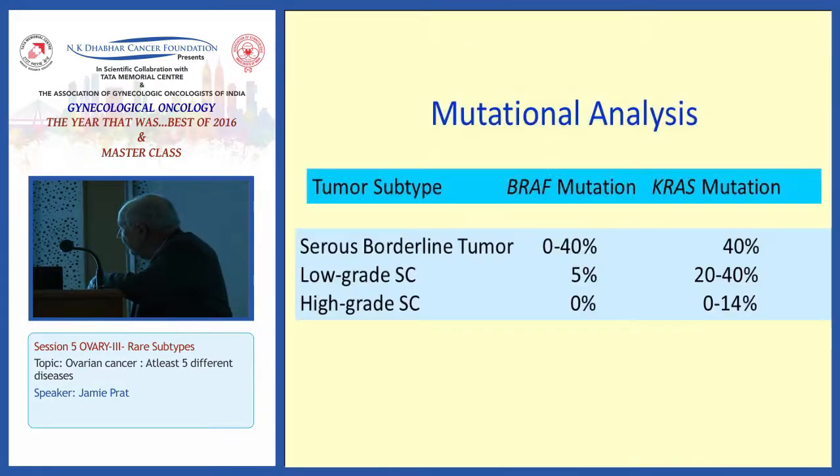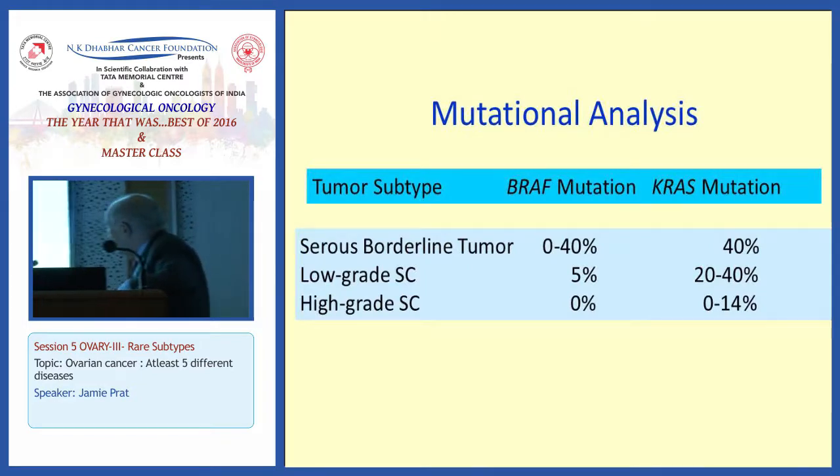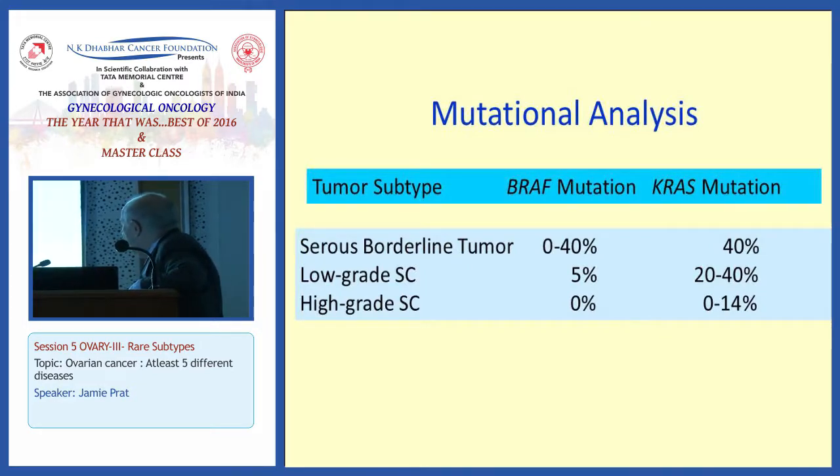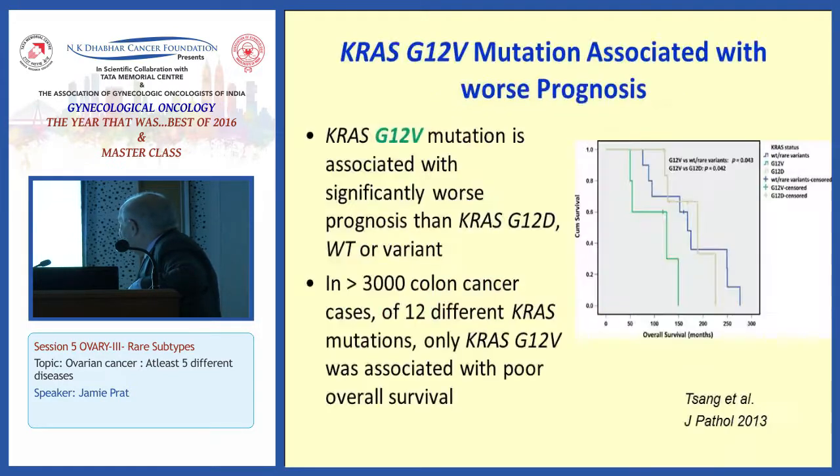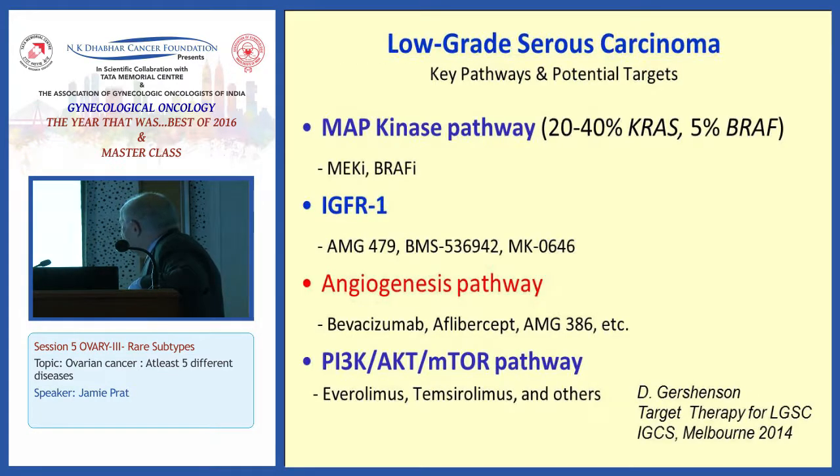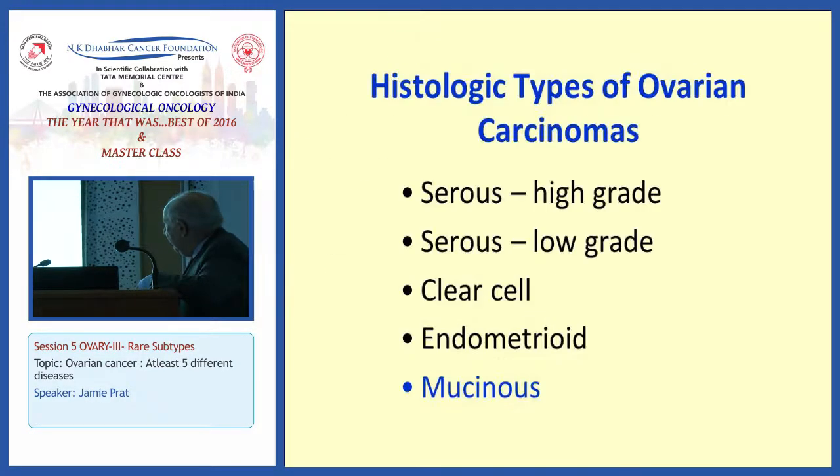And these are the two things that have been mentioned about serous borderline tumor: the presence of RAS and BRAF mutation, with RAS mutation much more common, and particularly this G12V mutation, which is much more associated with worse prognosis than the G12D or the wild type variant. And this MAP kinase targeting has already been mentioned by the previous speaker.